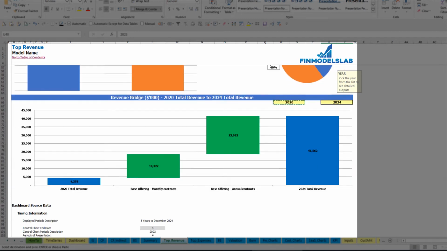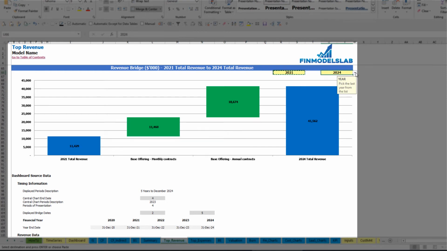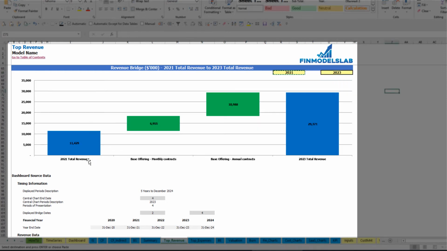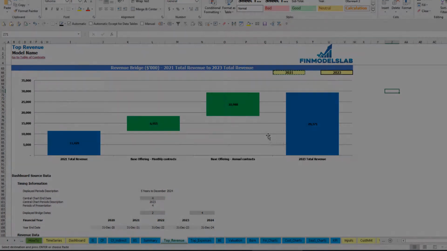Also on the revenue bridge you may see the main drivers of your revenue growth between these two years, which are also changeable. For example, I can set 2021 to 2023, so you may see the 2021 revenue on the chart on the left side and 2023 on the right side, and the drivers of revenue growth, which are monthly contracts revenue and annual contracts revenue, are also shown on these charts.